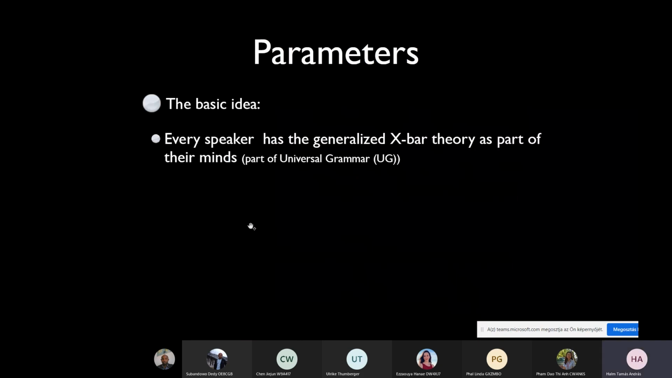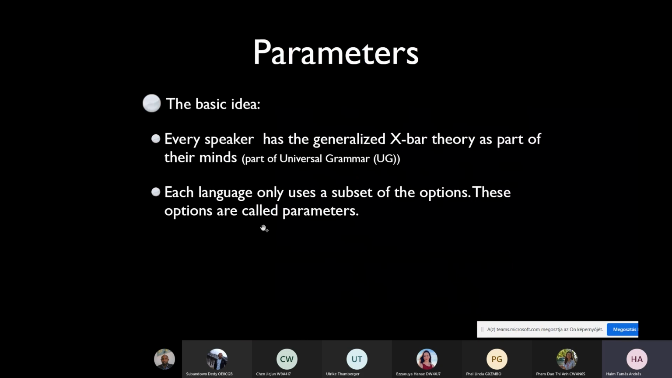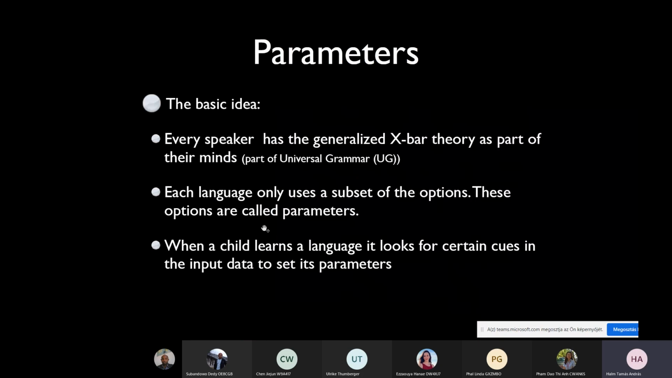Okay, so this is the idea that the book is trying to sell us, that X-bar theory is the same in every language. So in every human person's head who can speak a language, we have the same X-bar theory. This is part of the universal grammar. Every language has this. And where the change comes is which of these options are available and not. And these options are called parameters.